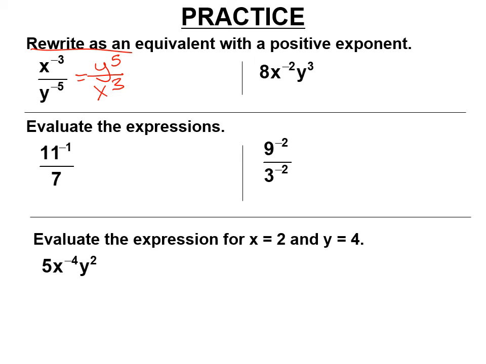Oh, here's a tricky one. This 8 stays where it is. That's a coefficient. That 8 stays right there. It doesn't have any negative exponent, so it's like 8 to the first. The x to the -2nd comes down here. The y cubed stays where it is. Only the thing with negative exponents gets switched. Be careful.